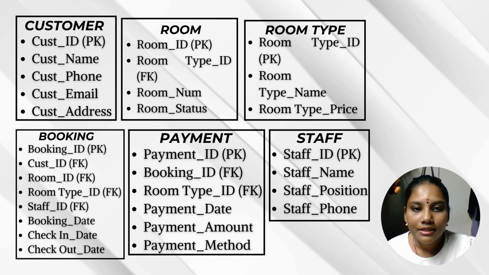The fifth entity is payment. The primary key for payment is payment ID. The foreign keys for payment are booking ID and room type ID. The attributes for payment are payment date, payment amount, and payment method. And the last entity is staff. The primary key for staff is staff ID and the attributes are staff name, staff position, and staff phone.